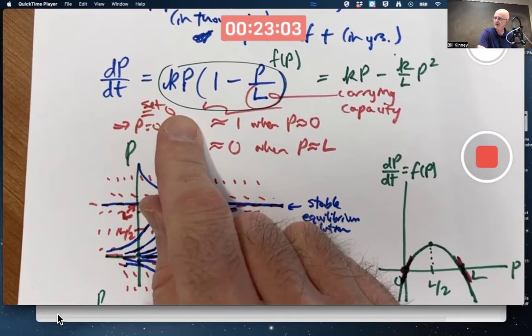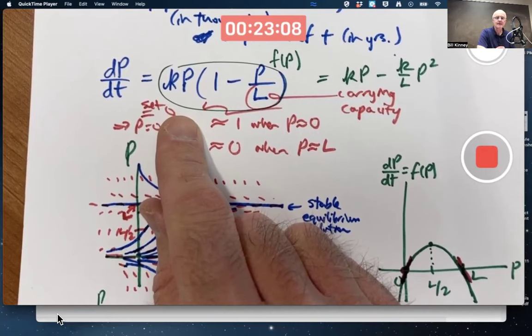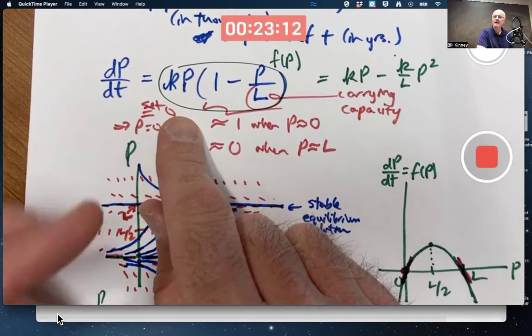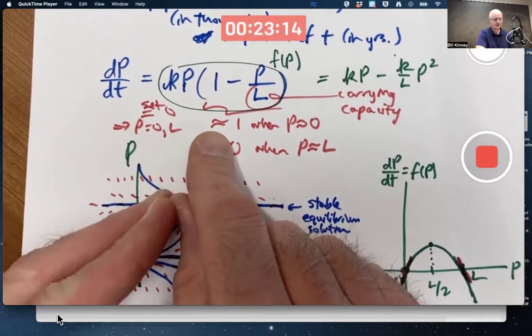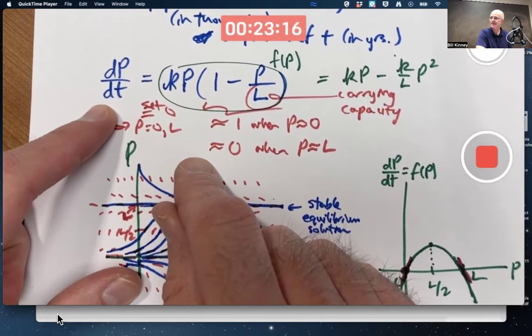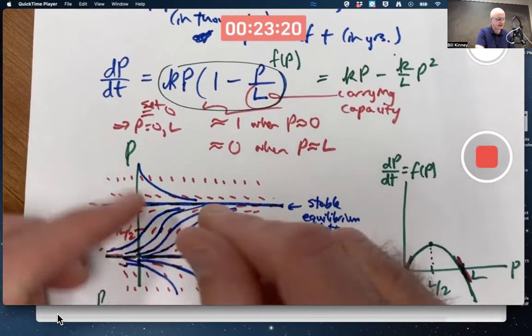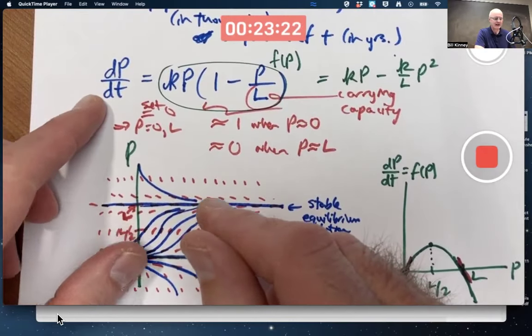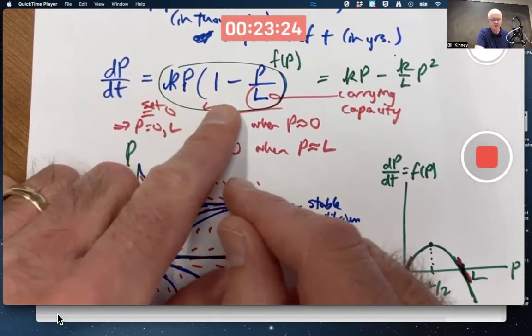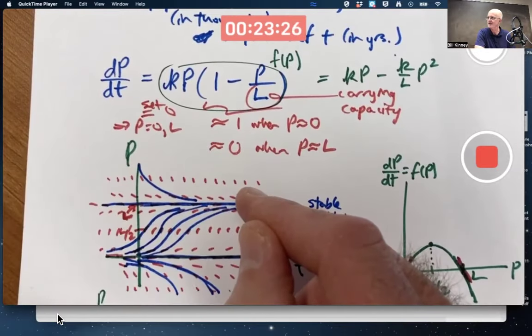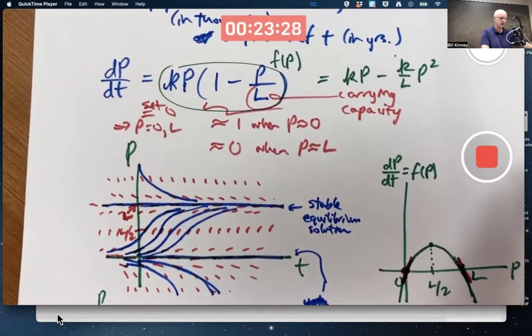We can separate variables. T and P are the variables. K and L are constants. Get all the P's on the left, all the T's on the right. There's only one T, a dt. I'll, quote unquote, pretend to multiply both sides by dt to cancel it over there, and divide both sides by, say, P times 1 minus P over L. I'll keep the K on the right. Let's show the details of that now.